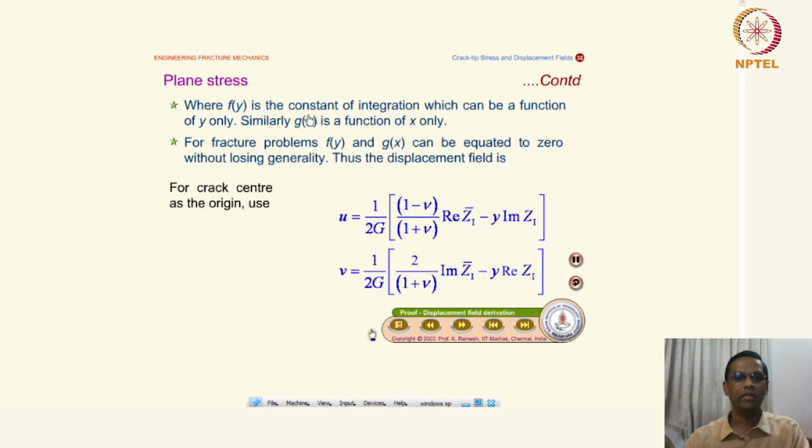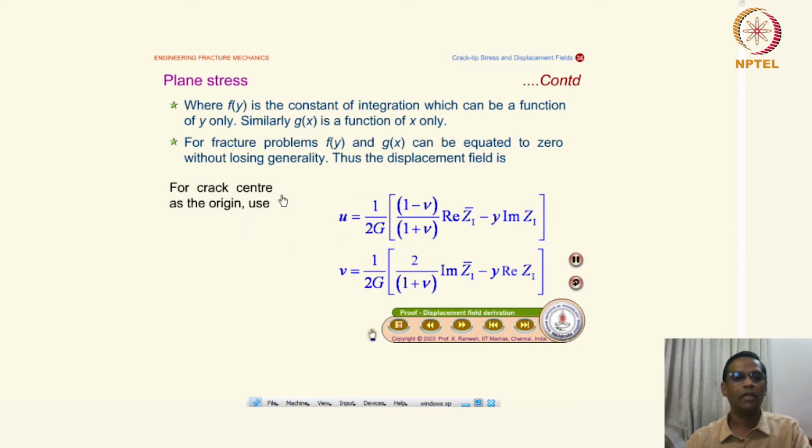where f of y is the constant of integration, which can be a function of y only. Similarly, g of x is a function of x only. For fracture problems, f of y and g of x can be equated to 0 without losing generality. So this is an advantage. Thus, the displacement field can be written in this form.